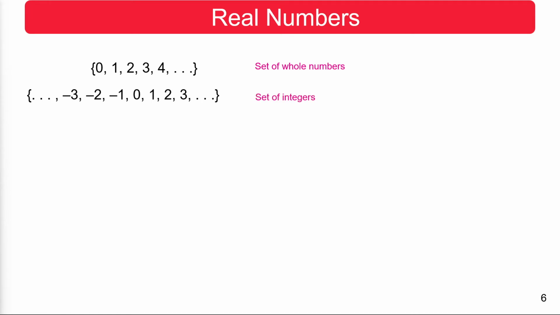Up to now, we didn't mention any rational numbers or any irrational numbers. We didn't mention half or quarter or 1 over 2 or 1 over 3, because these are not part of integers. So let us have a closer view of rational numbers.